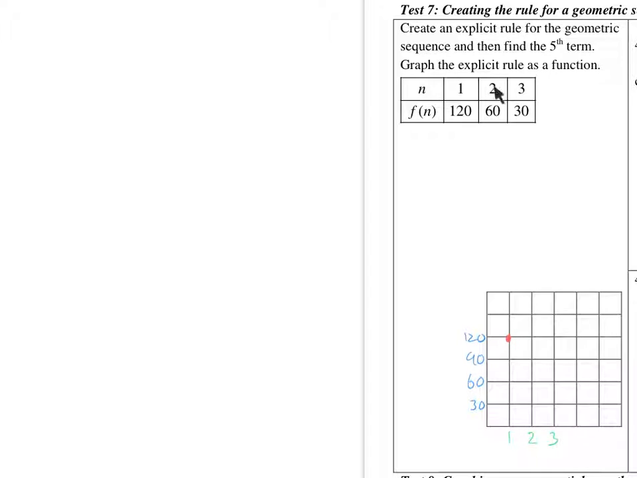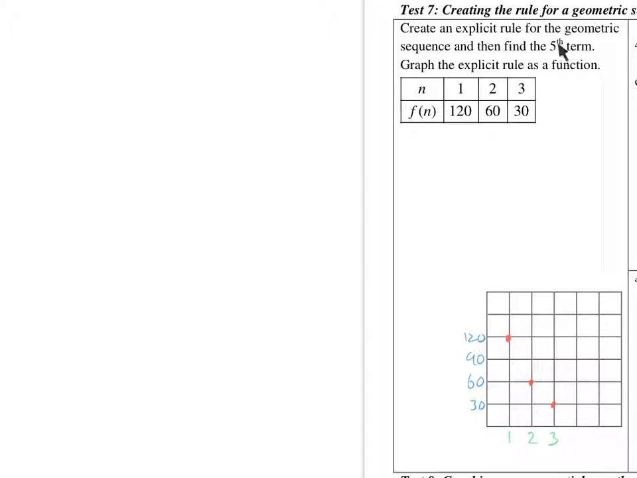All righty. For 2, we're going to go to 60. So at 2, we're going to be at 60. And at 3, we're going to be at 30. Now, these do not form a line. It's a curve. Do you see kind of more of a curve going on here?